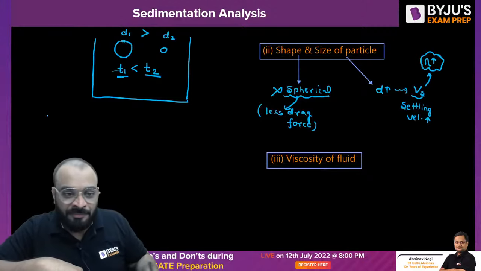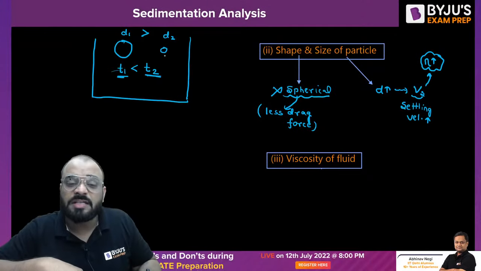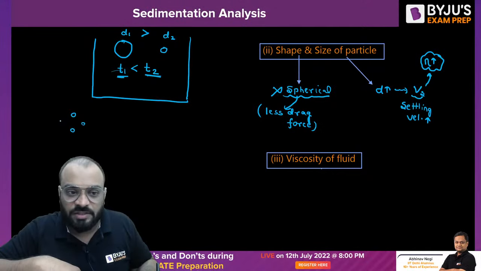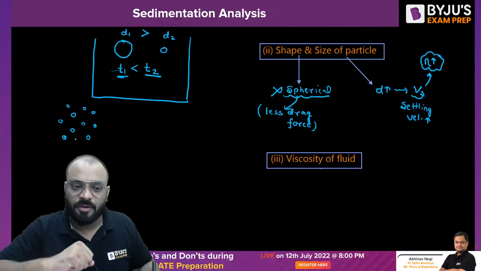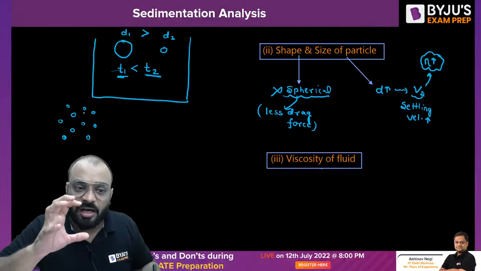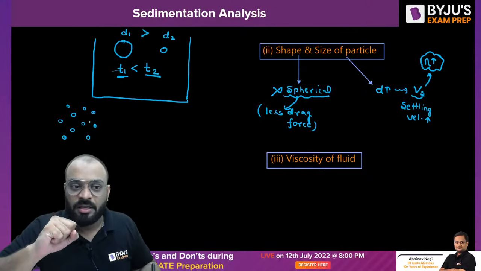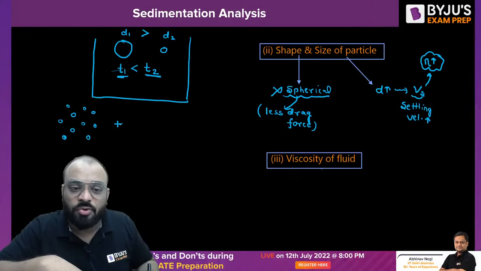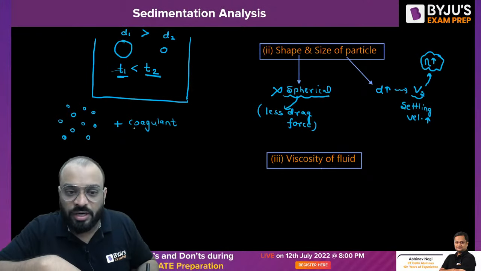What happened actually? Let me explain. How can we change the size of particle? Let us suppose you have smaller size of particles like this, right? Right now the settling velocity of these particles is very less because the size is smaller. Now I want to make a bigger size of particle by combining all of them. How can I do it? You need to add some coagulant.